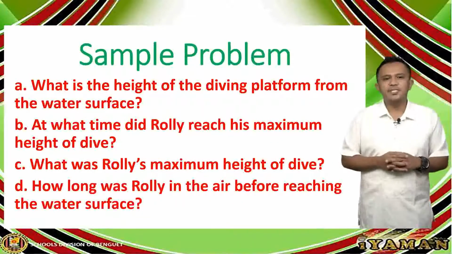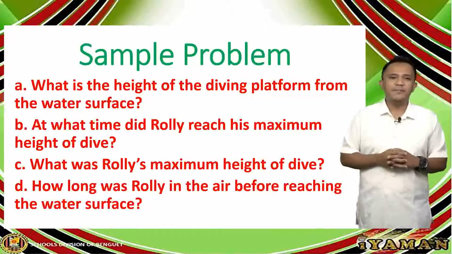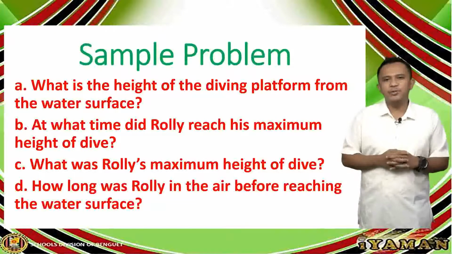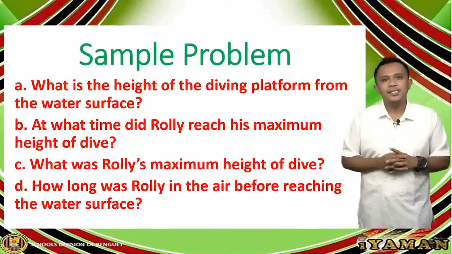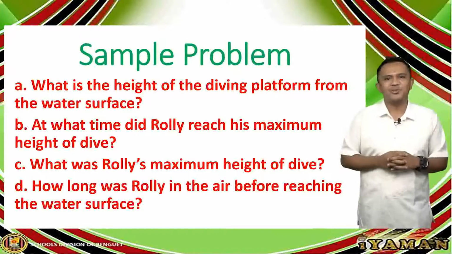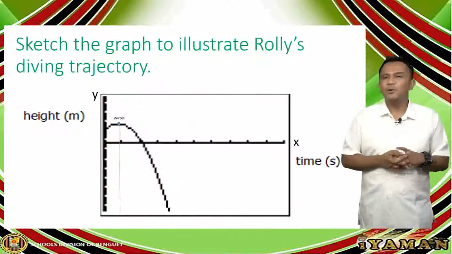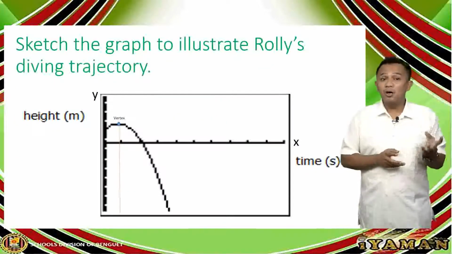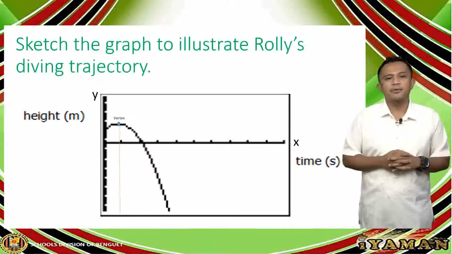A. What is the height of the diving platform from the water surface? B. At what time did Rolly reach his maximum height of dive? C. What was Rolly's maximum height of dive? And finally, letter D. How long was Rolly in the air before reaching the water surface? We now need to sketch the graph that represents the trajectory or the path followed by Rolly through his entire dive.